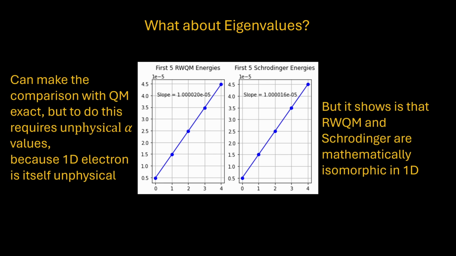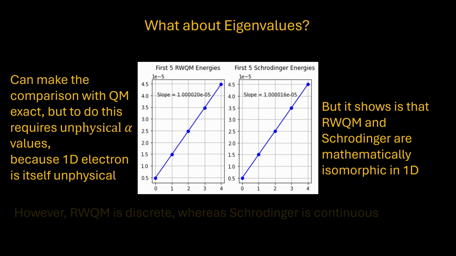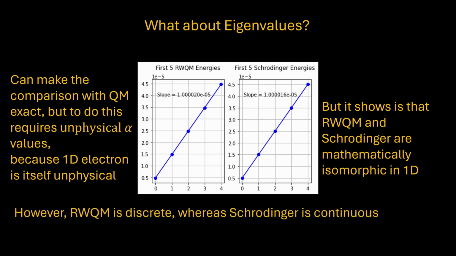The key takeaway is that real wave quantum mechanics and Schrodinger are mathematically isomorphic in one dimension. We can force exact comparison of eigenvalues. There is one caveat to this statement. We mustn't forget that the Schrodinger solution is continuous, whereas the real wave quantum mechanics solution is discrete.